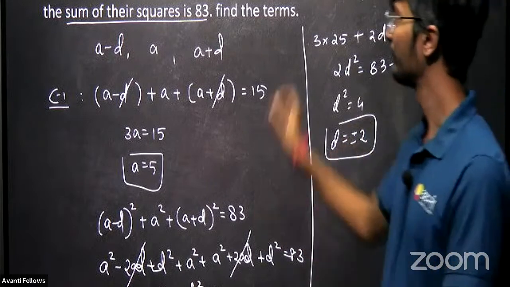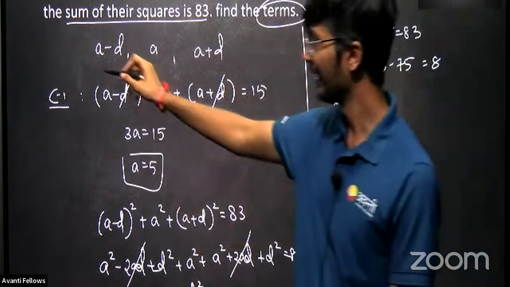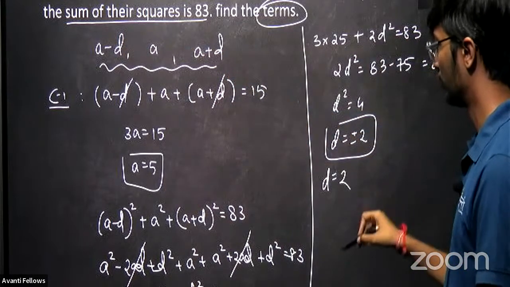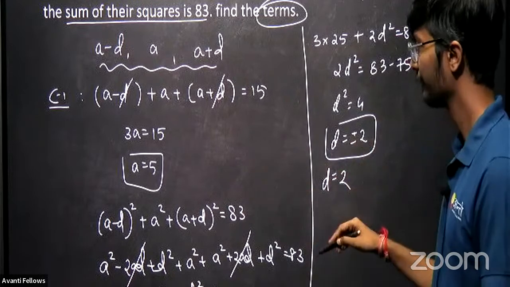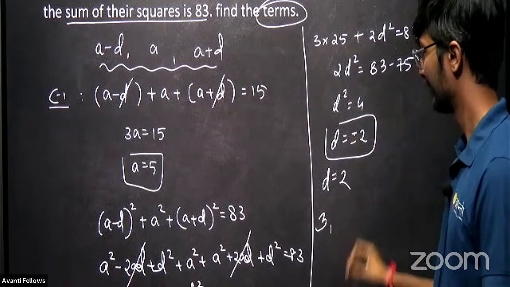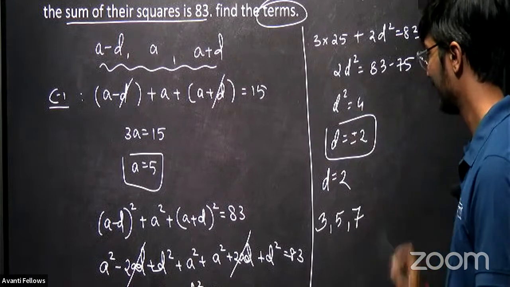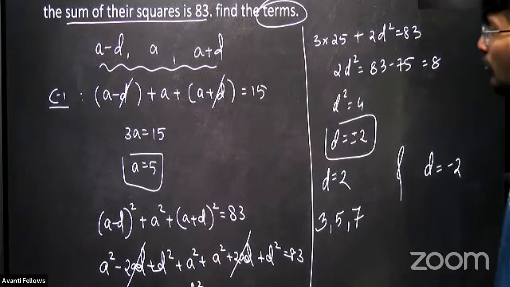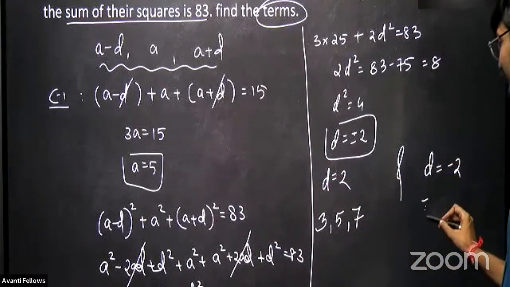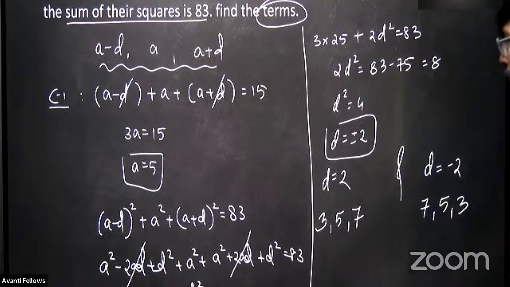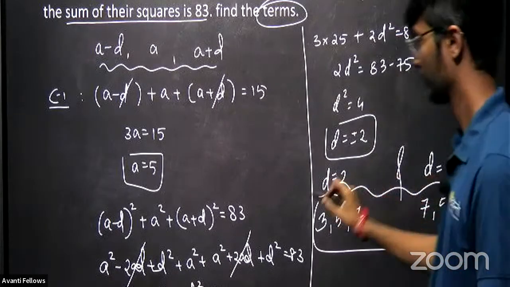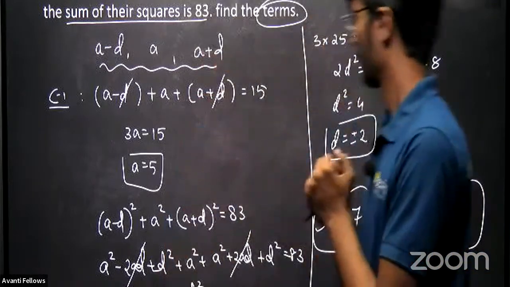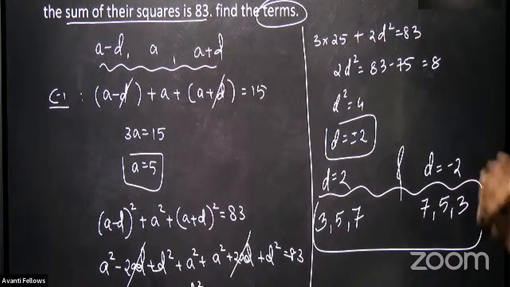What I require is to find the terms. That means I have to find these terms. So let's say for D equals 2, the first term will be 5 minus 2, 3. Second term will be 5 and third term will be 8. And for D equals minus 2, what will be the first term? A minus D, that is 7, 5 and 3. So these are my answers. Again, a question of NCERT. You can easily solve this. I'll move away and let you look at the procedure.